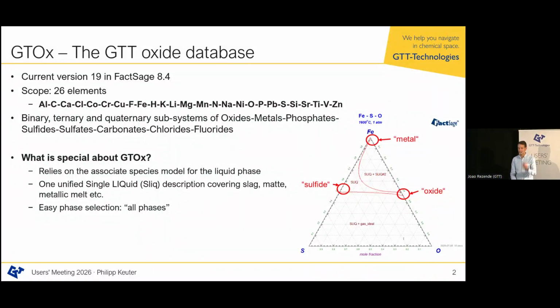So that is nice. And what's really special about GTOx is that the phase selection is very easy, because you can simply select all phases, and that is a safe bet when you are interested in full equilibrium. And we will discuss a bit why this is not always applicable and how to do that when you want to have more kinetic constraints.